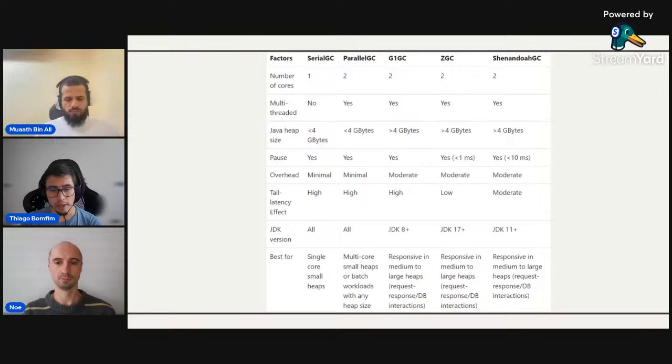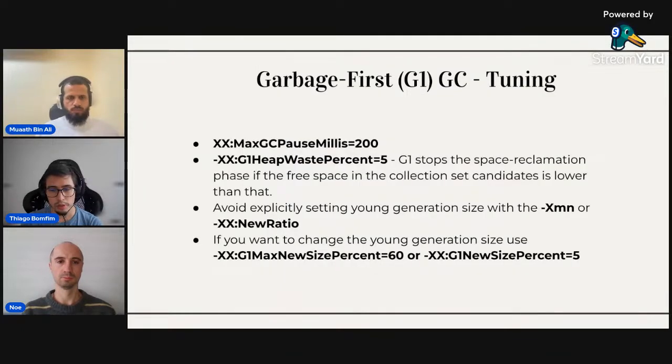Last but not least, I will show you some things that you can use if you want to tune G1, okay? The other garbage collectors will be different. I will talk about G1 because it is the default one, okay? So the first thing, you can change the MaxGCPauseMillis, okay? You can change it, you can increase it or not.